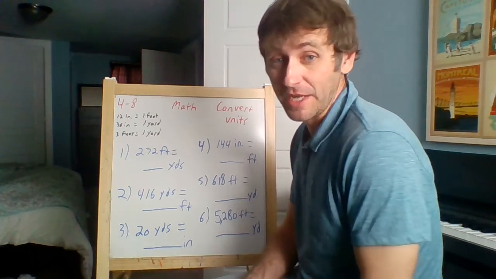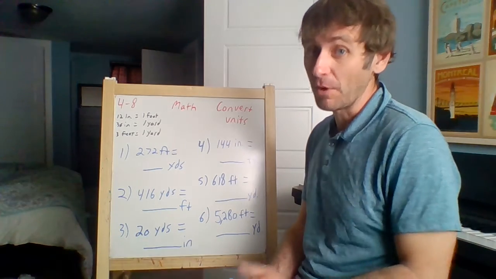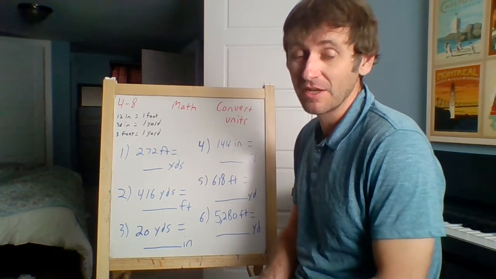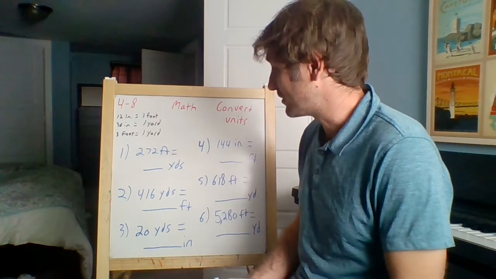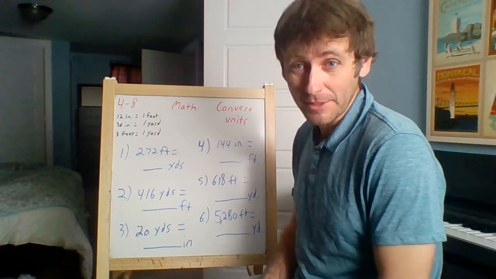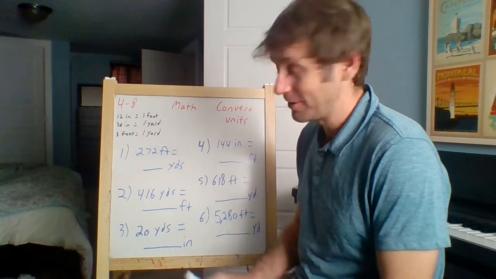All right, here's your assignment. Got 6 problems, and I'm also going to put a link for you to try in IXL. It's going to be even easier than this. So here's where we left off. 272 feet is how many yards? I'm going to let you figure that one out.